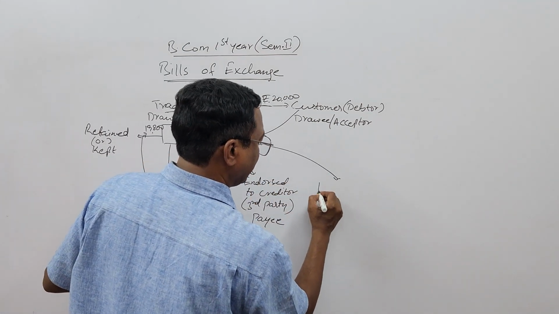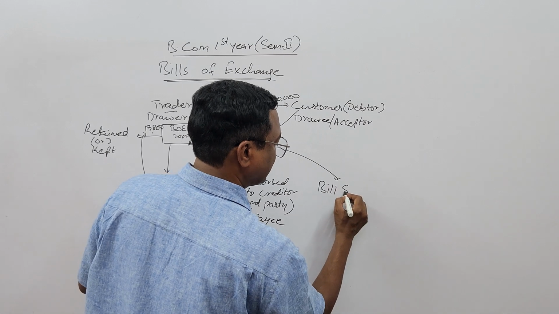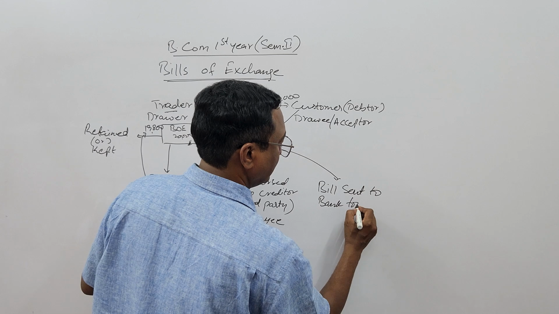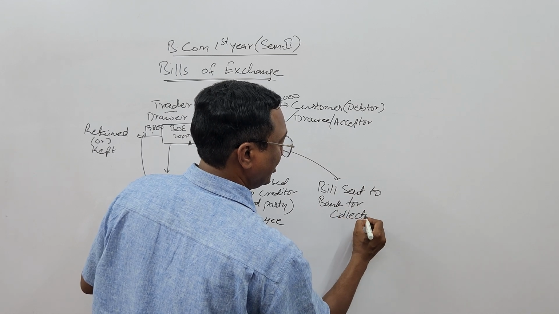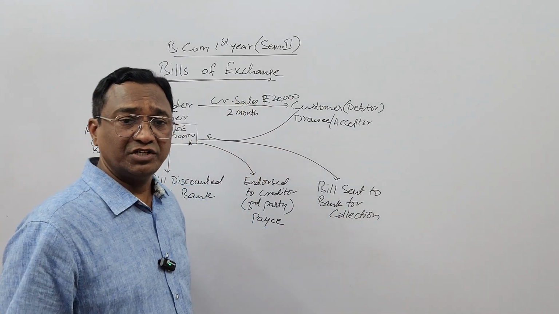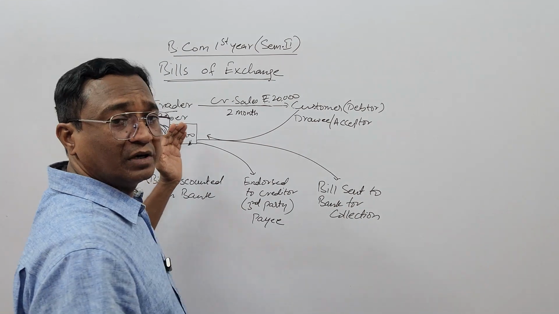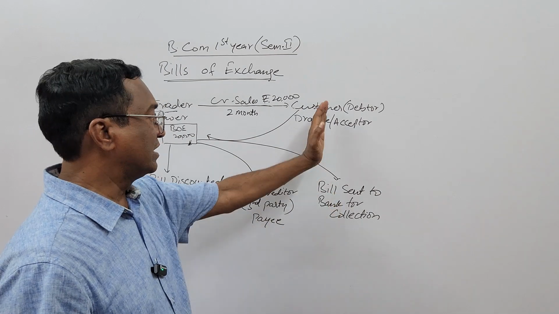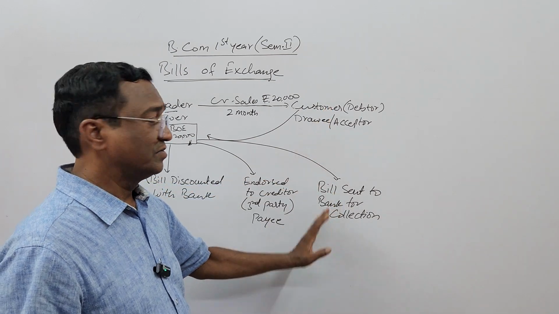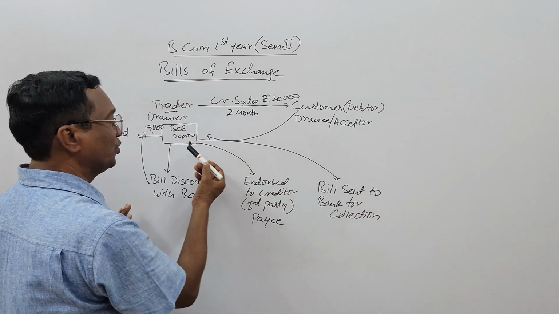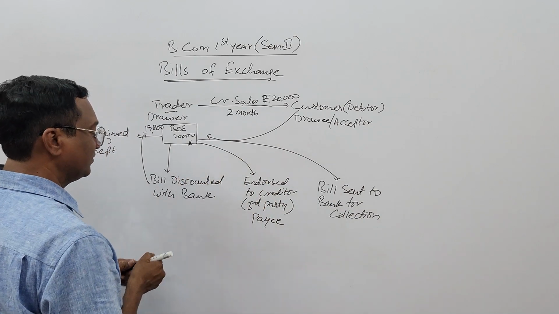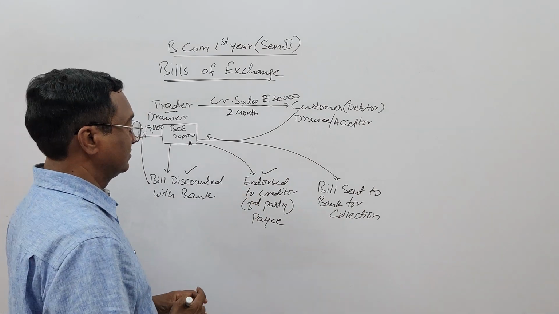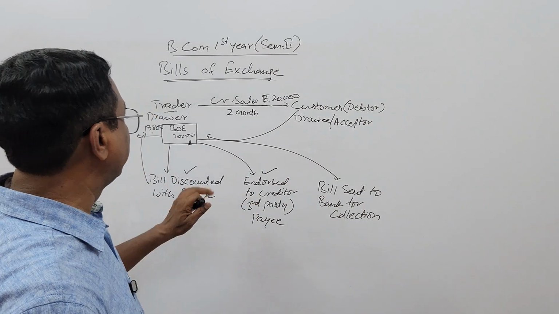Fourth, the bill can be sent to the bank for collection. This is again not an advantage, right? The trader has to collect money from the customer, so the trader asks the bank to collect from the customer. These are the four things which you can do with this bill. And the benefit of this bill is this and this. Hope this part is clear.